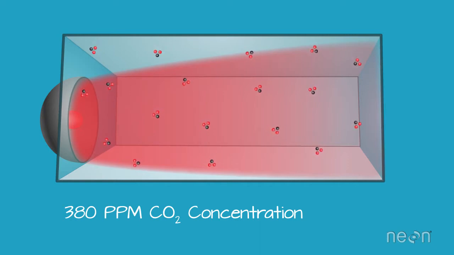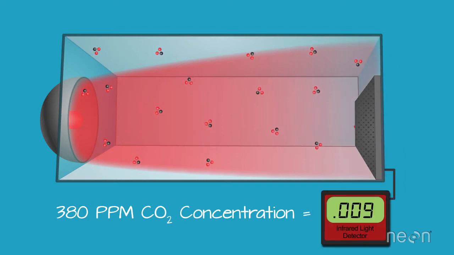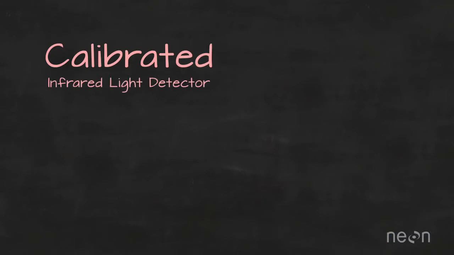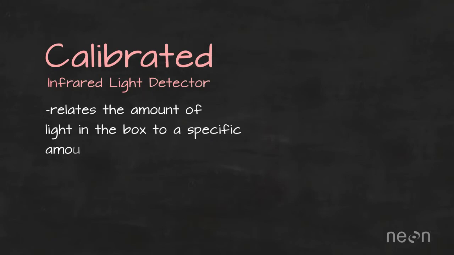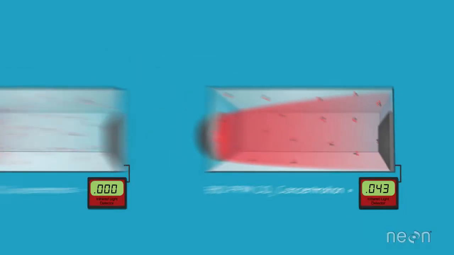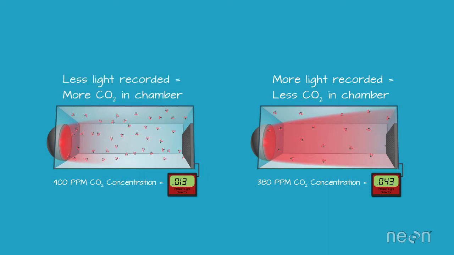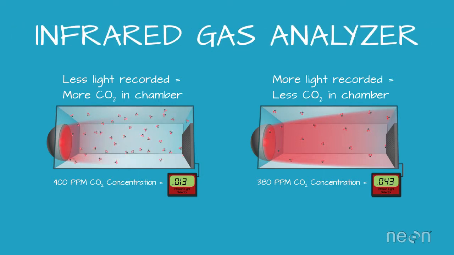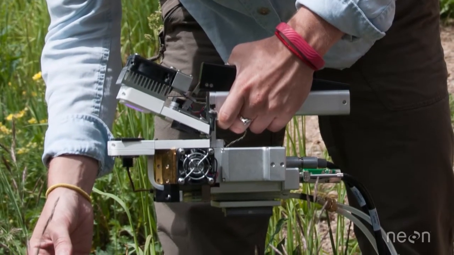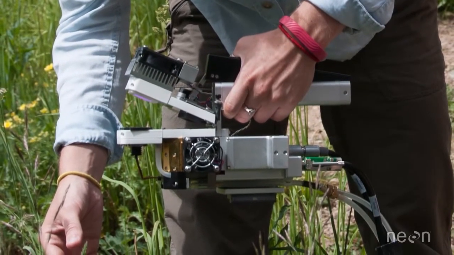Now, equip the chamber with a detector that can measure the amount of light that makes it to the end of the chamber. The detector is calibrated, which means that it relates the amount of light recorded in the box to a specific amount of CO2. So more light recorded means less CO2 in the chamber, and less light recorded means more CO2 in the chamber. This chamber system is called an infrared gas analyzer. Infrared gas analyzers are commonly used to measure CO2 uptake.